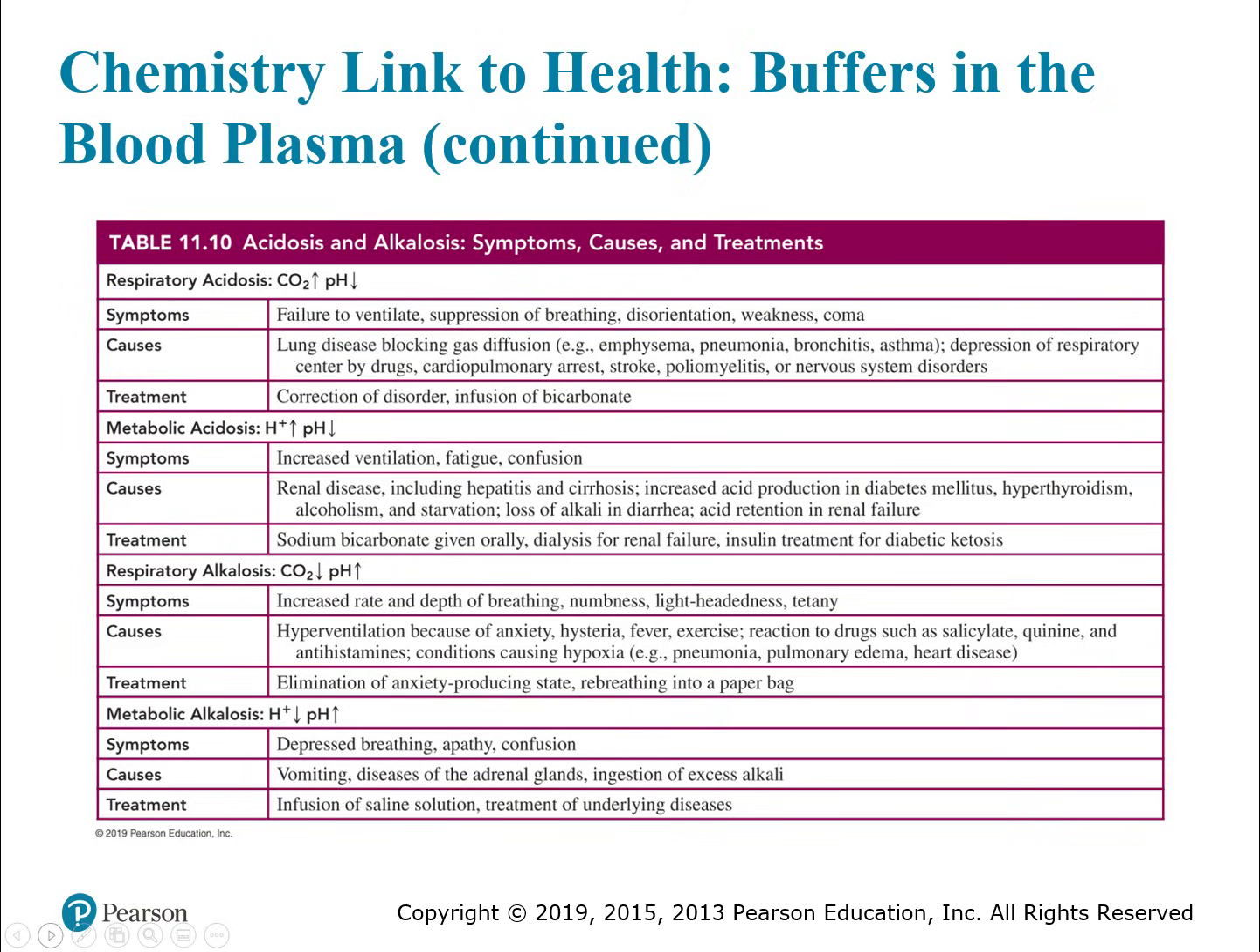This table has symptoms, causes, and treatments for acidosis and alkalosis. It is absolutely not something you want to mess with. Blood plasma pH is highly important, and when there are metabolic issues that change your pH, you can have some really serious medical issues, and it can actually lead to death. So buffering capacity and understanding how buffers work is very key to understanding how you yourself work.